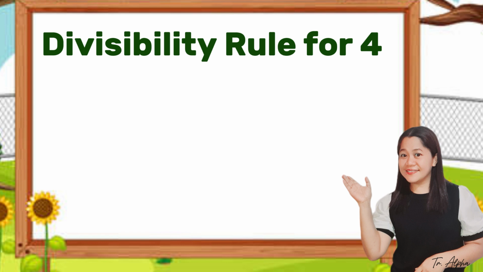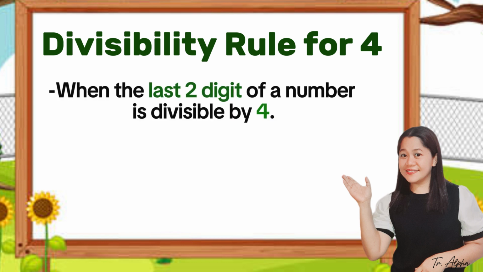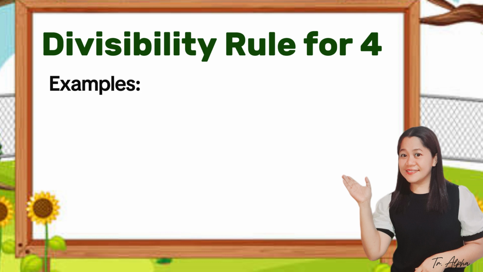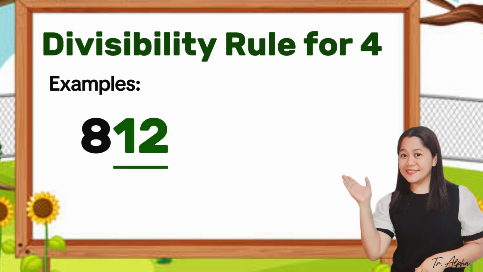Divisibility rule for 4. A number is divisible by 4 when the last two digits of the number are divisible by 4, or if the number ends with two zeros. Example, the number is 812. The last two digits of 812 are 12. 12 divided by 4 is 3. Therefore, it is divisible by 4. So, 812 is divisible by 4.